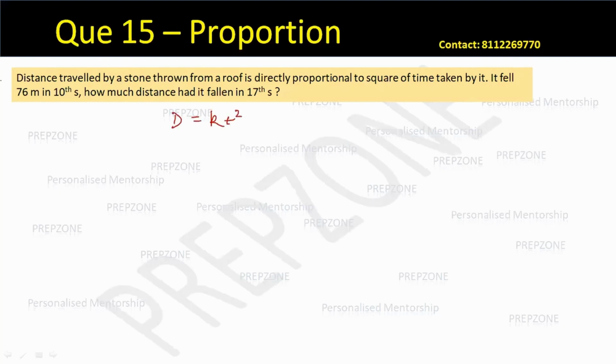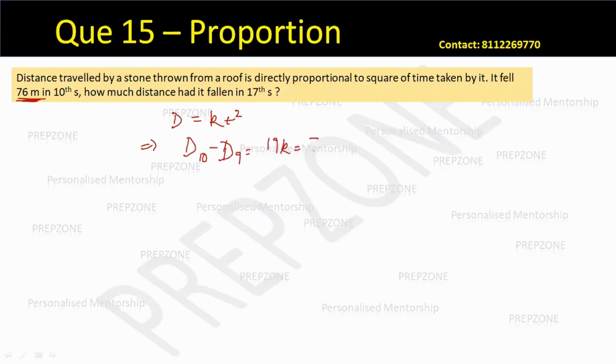Very good. Now what is given? In 10 seconds it has covered 76 meter. 76 meter. So what equation will come? K is equal to 19 by 25. Very good. Distance in the 10th second will be equals to total distance traveled in 10 seconds minus total distance traveled in 9 seconds. Right? So this is 100 minus 81, 19.